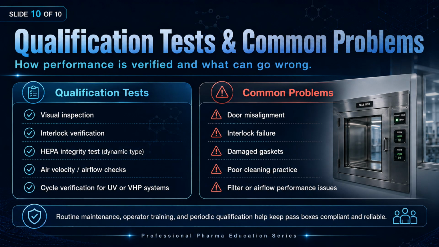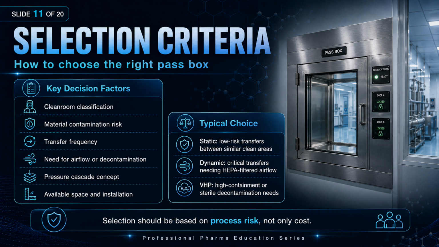Qualification tests and common problems. Qualification commonly includes visual inspection, interlock challenge testing, airflow verification, HEPA integrity testing, and cycle verification. Frequent failures include damaged gaskets, door misalignment, sensor malfunction, ineffective cleaning, and reduced airflow performance.